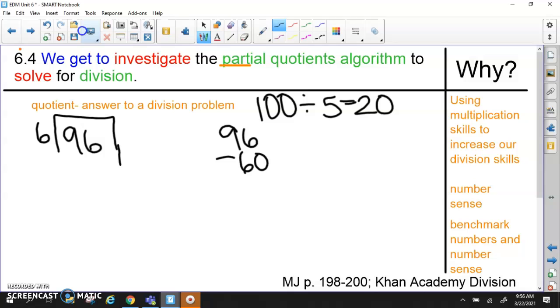So basically what I'm doing here, and you can kind of see, I'm taking 60 out of 96, okay? And I can divide 60 by 6 because I know 6 times 10 is 60. So I'm going to put that 10 on the outside of this here. So I know that 6 times 10 is this 60. And what do I have left over when I take 60 out of 96? Yes, I have 36 left over there, right?